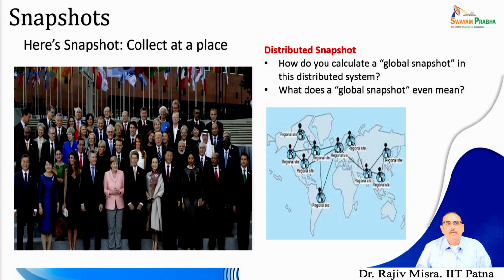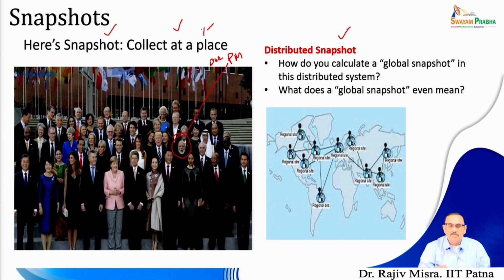Let us see what a snapshot is. You collect the people at one place and take a snapshot, take a picture. Here you can see different heads of countries are standing, and our prime minister is also standing. So, all the heads of the countries are gathered at one place to take a snapshot. This is the traditional way.